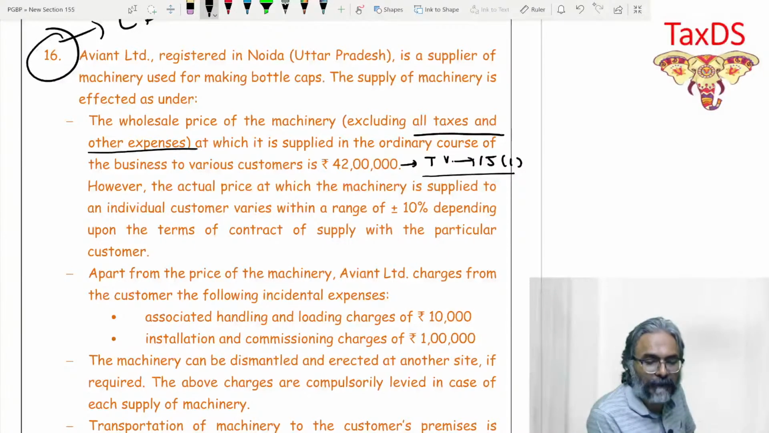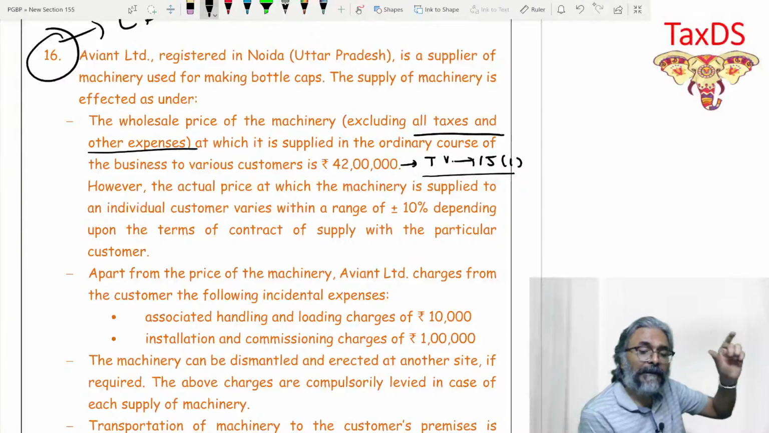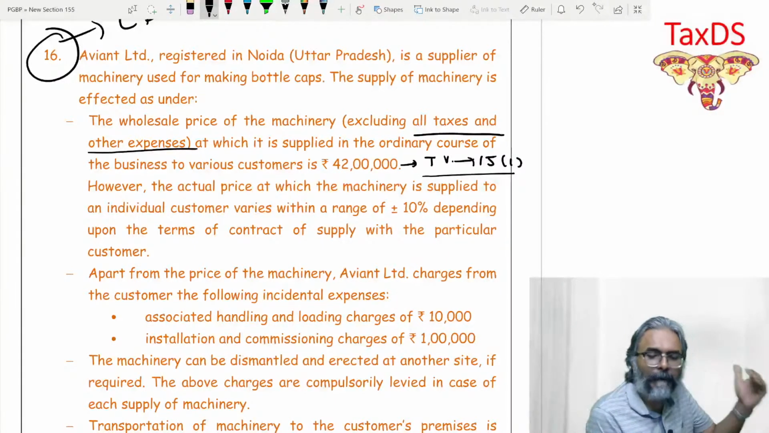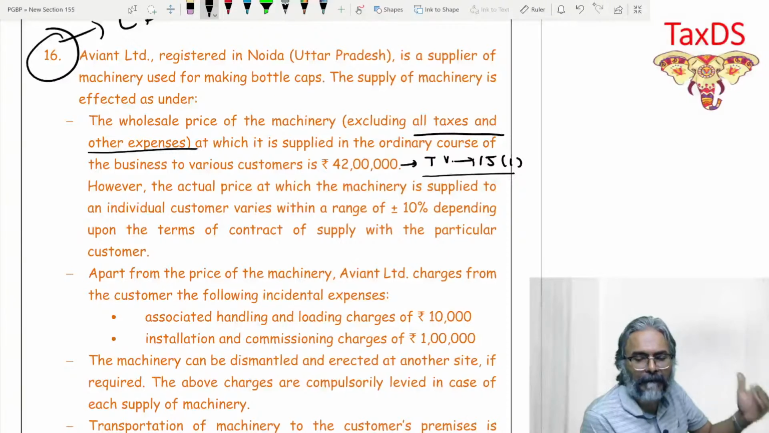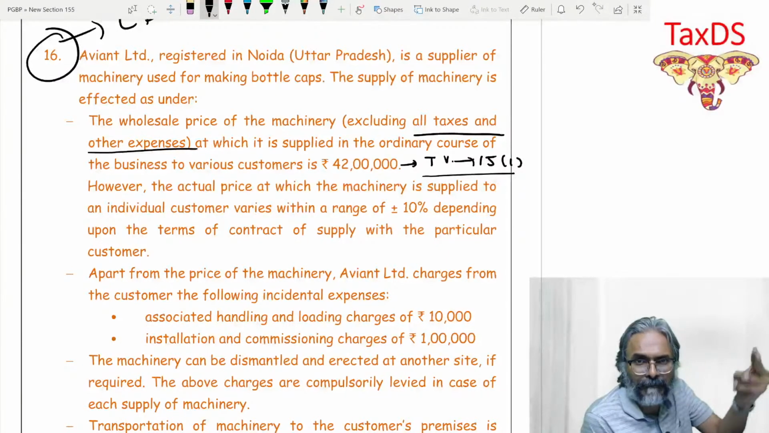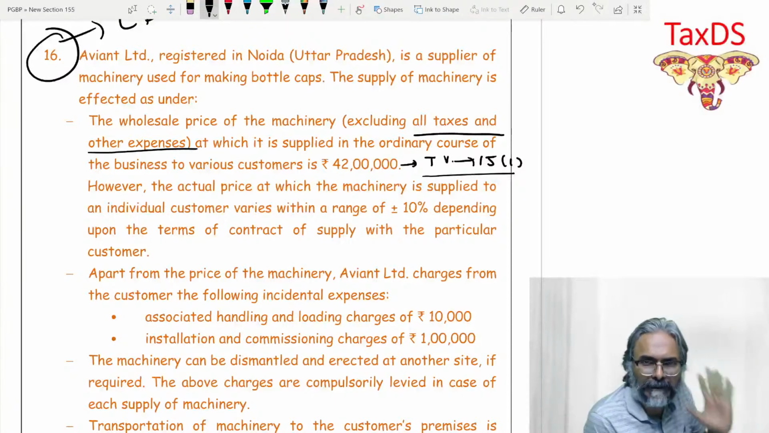Now let's proceed further. However, the actual price at which the machinery is supplied to an individual customer varies within the range of plus or minus 10% depending upon the terms of the contract of supply with the particular customer. So plus or minus 10% can happen from customer to customer depending upon its terms.